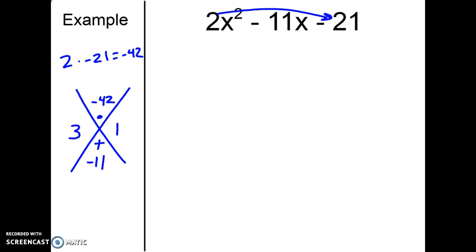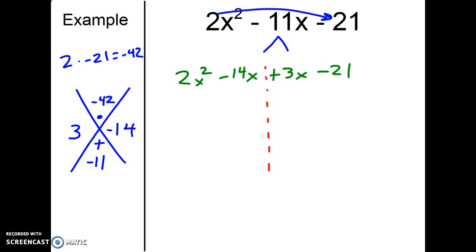we have 3 and 14, but they have to add to negative 11, so that's going to be a negative 14. So we're going to split this negative 11 up into a negative 14 and a positive 3. So we're going to rewrite 2x squared minus 14x plus 3x minus 21. And it really doesn't matter if the 14 or the 3 goes first. You're going to basically come up with the same answer either way. It's just the order would be different, but with multiplication that doesn't matter.